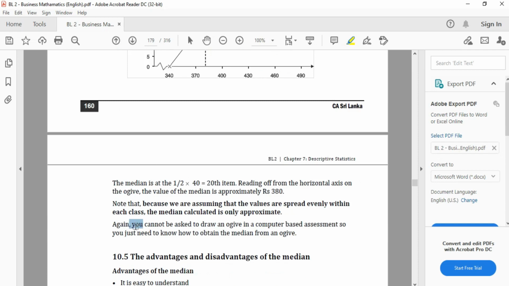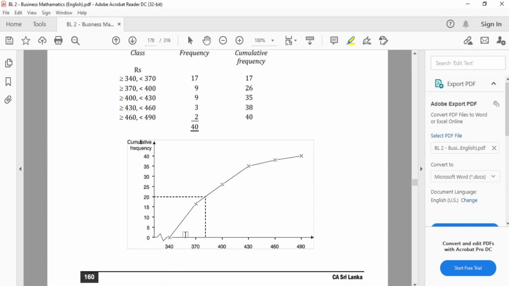So basically, you are not asked to draw the ogive in a computer-based assessment. So you just have to know how to obtain the median from the ogive. Okay. So from the lower limit only, they have drawn. So these are lower limits, to be honest, right? Okay, for the upper limits.